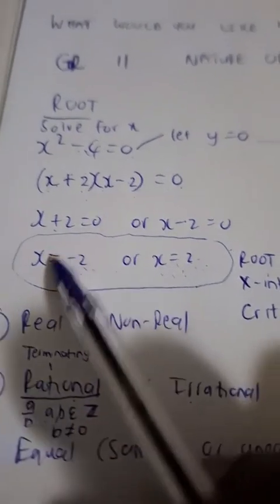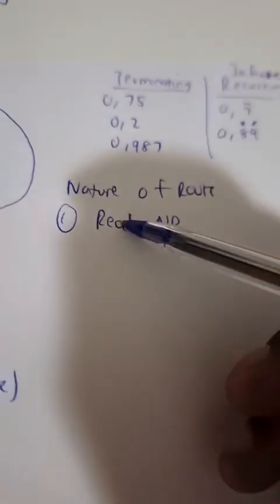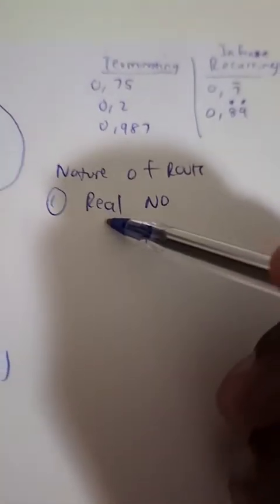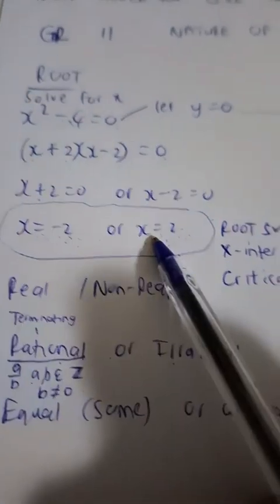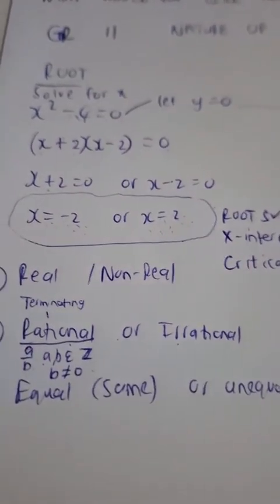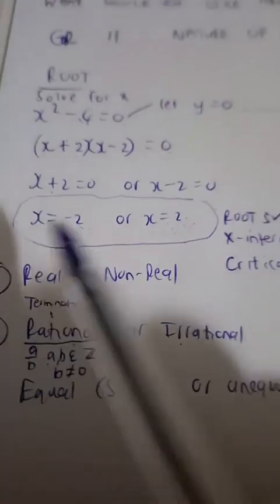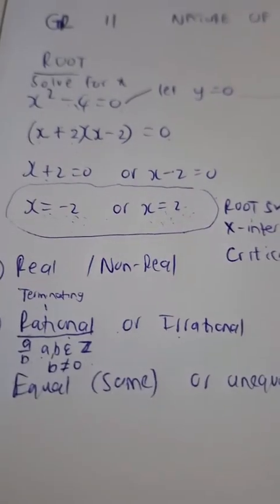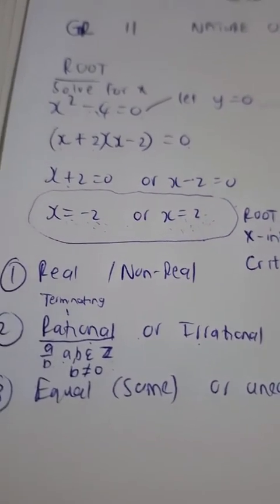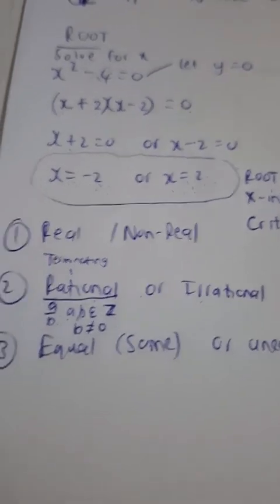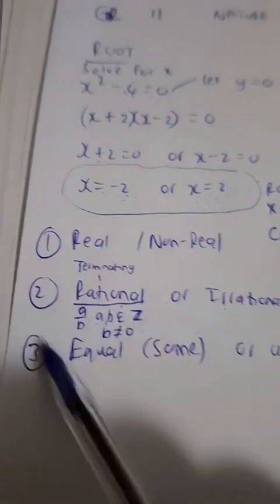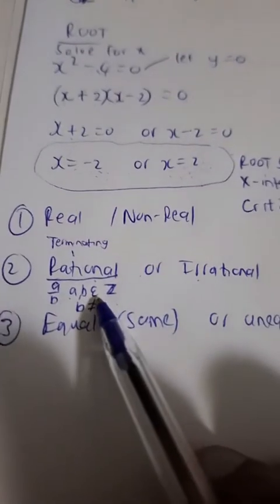So if I go back to my comment, remember what I said. I said these are roots, minus 2 and 2. Are these two numbers real or non-real? So Tsapang said they are real. Are these two numbers rational or irrational? Minus 2 and 2, are they rational or irrational? Remember what I said, a rational number can be written as a fraction. Okay, Ed says they are rational.